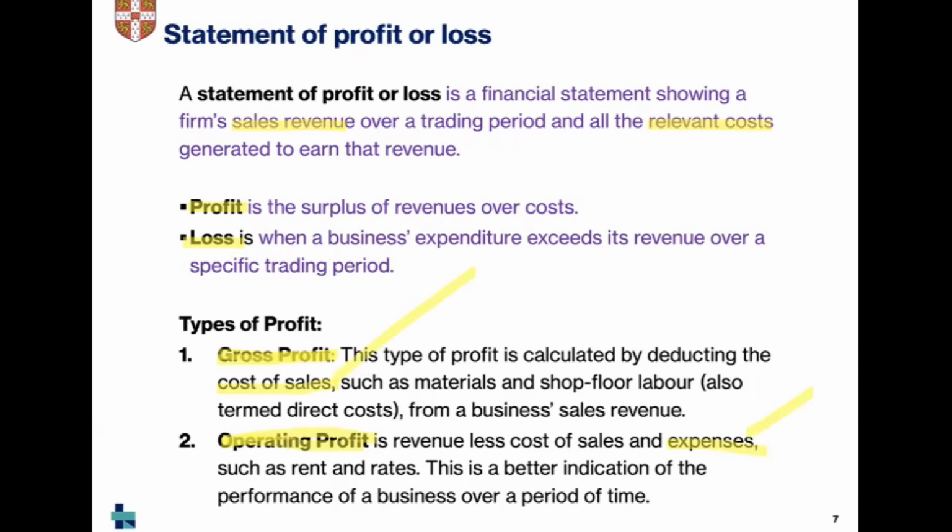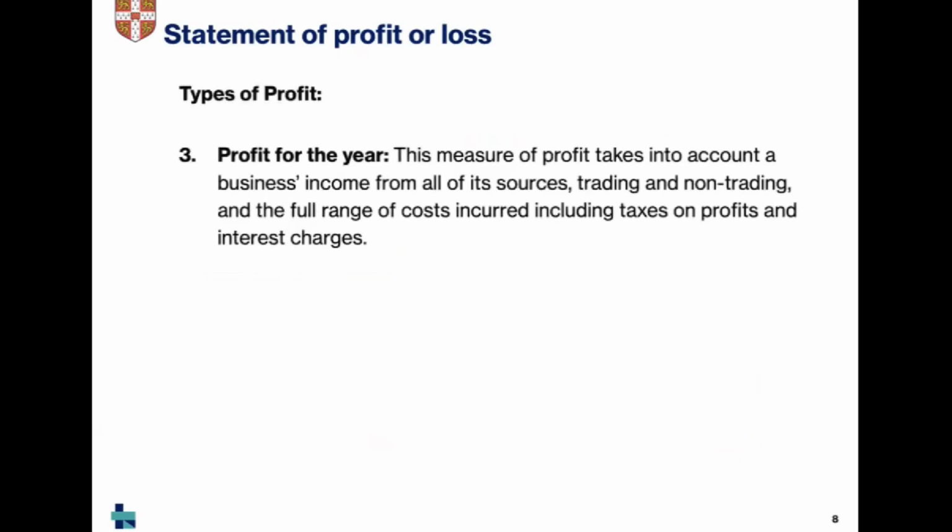The third type of profit is the profit for the year. All right, what is it? It said this measure of profit takes into account a business's income from its sources, trading and non-trading, and the full range of costs incurred, including taxes on profits and interest charges. I'll read it again. So this measure of profit takes into account a business's income from all its sources, that is, its trading and non-trading, and then the full range of costs incurred, including taxes on profits and interest charges.